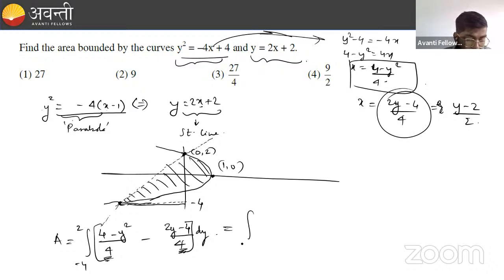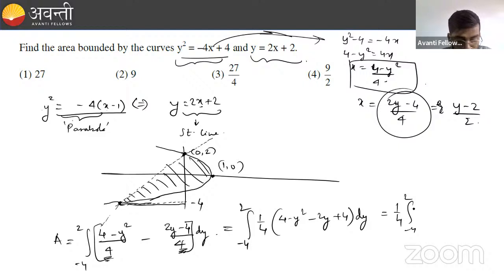Now I want to calculate from minus 4 to 2. I can take 1 by 4 common and write 4 minus y square minus 2y plus 4 dy. This becomes 1 by 4 integration from minus 4 to 2 of minus y square minus 2y plus 8 dy. And when you solve this, it comes out to be 9 square units.